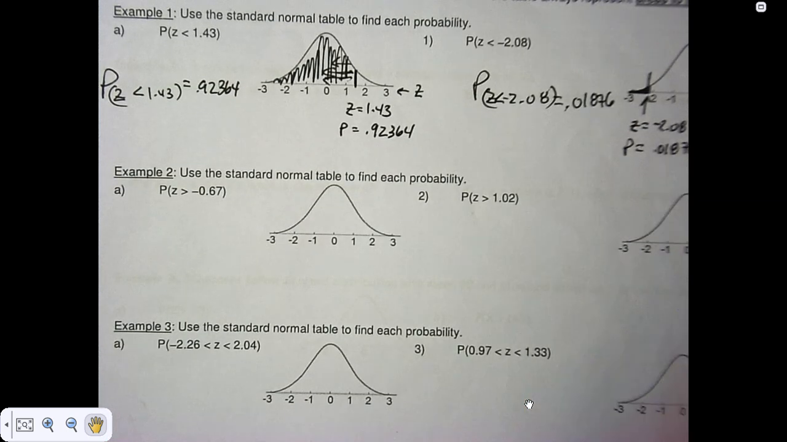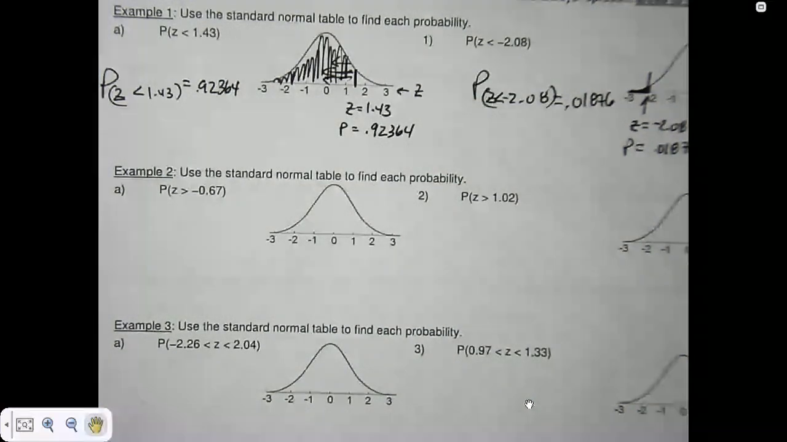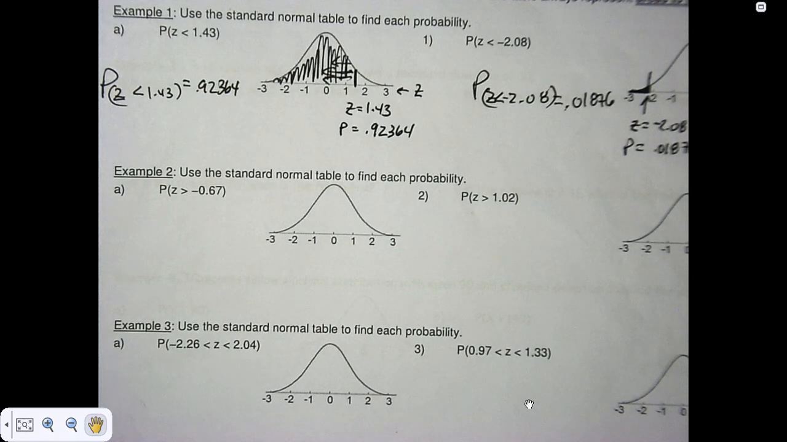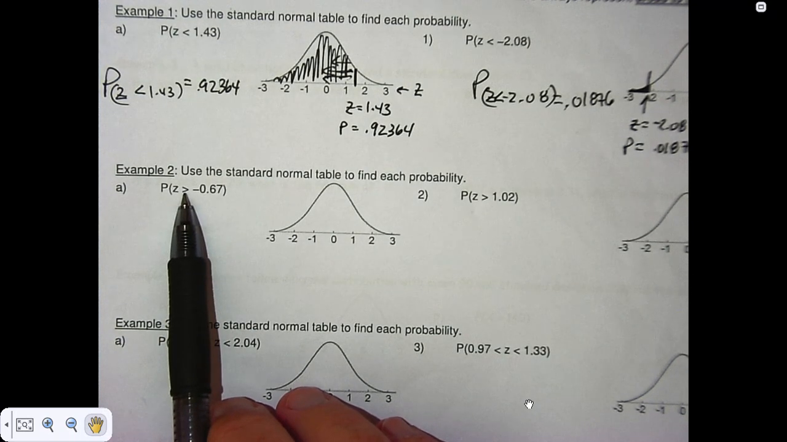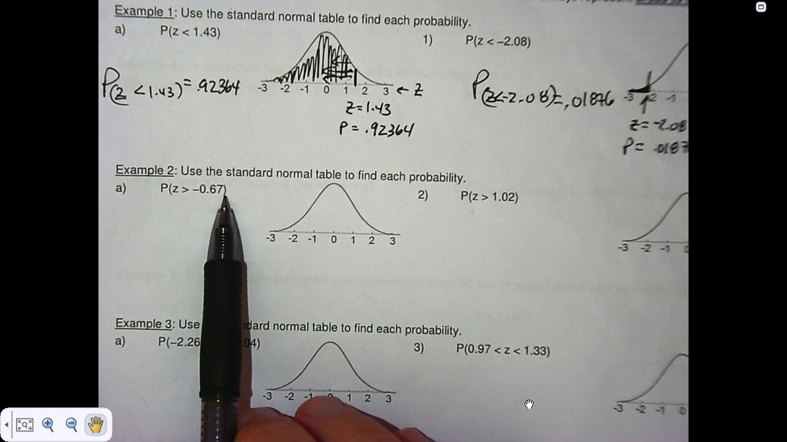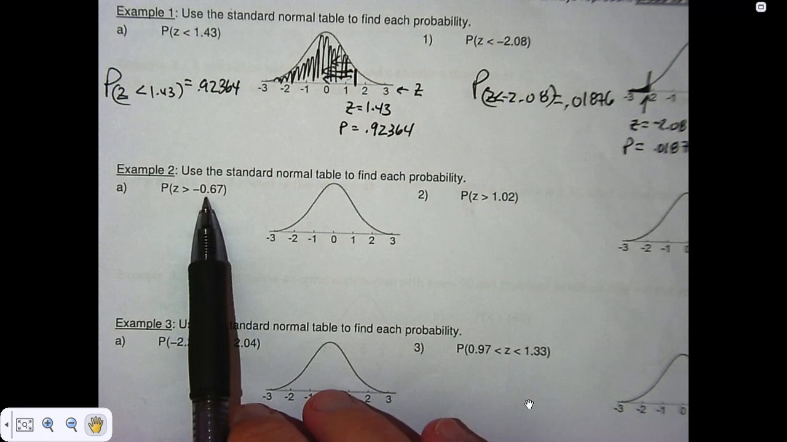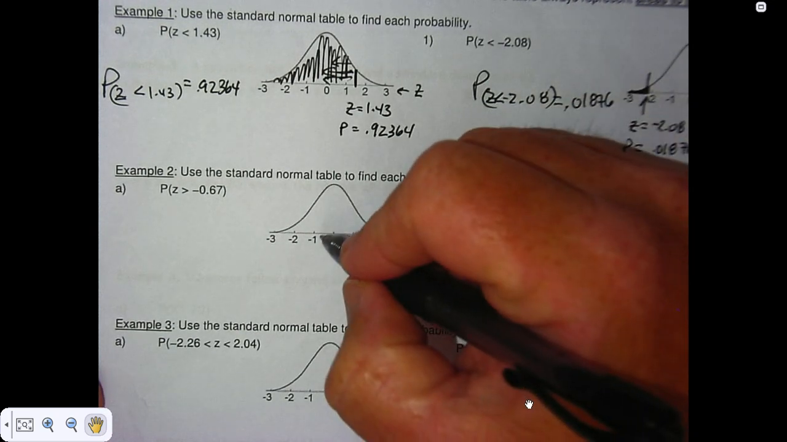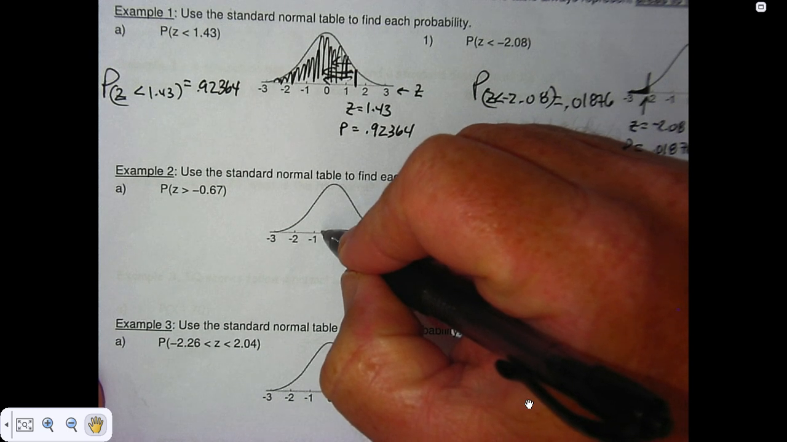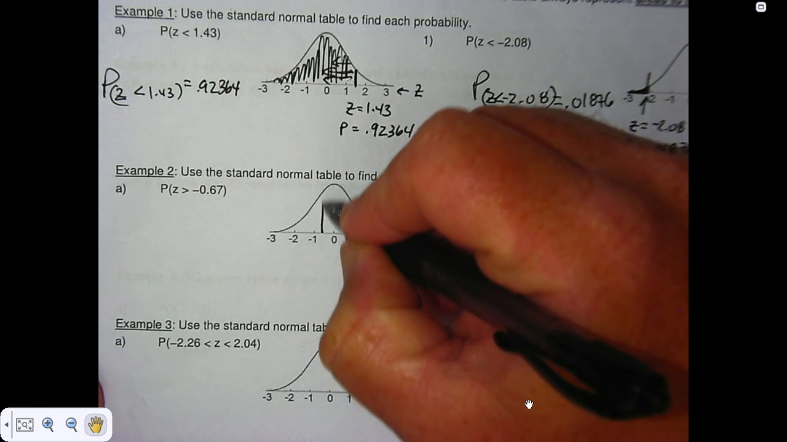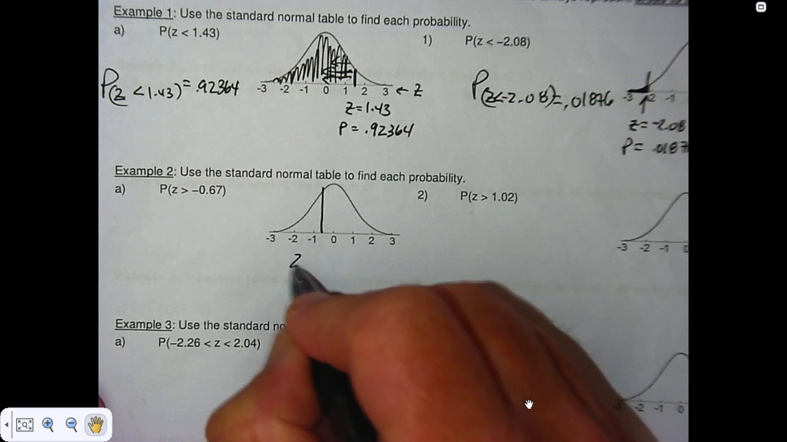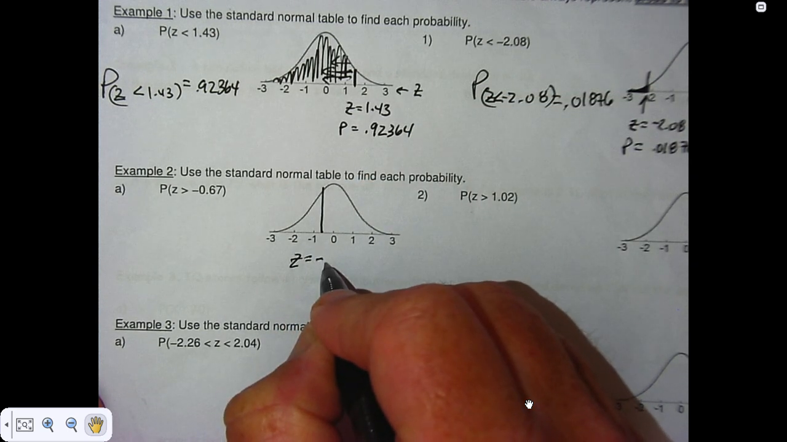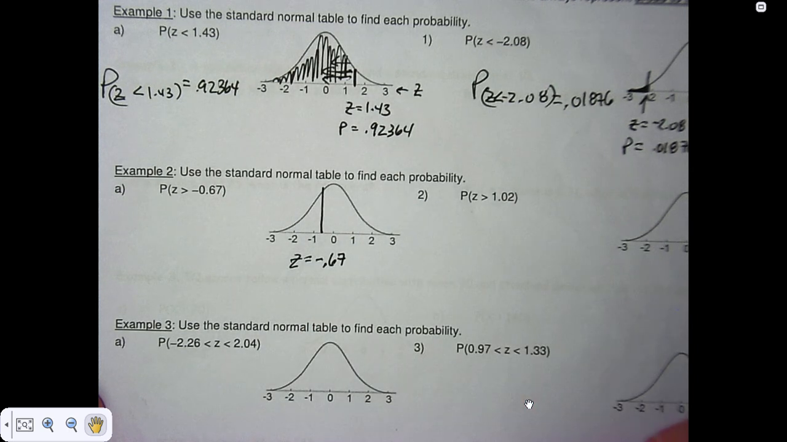Remember, the area on the curve is to the left of a particular z-score. And now I want the probability of a z-score being greater than something. That's going to be the area to the right. Let's locate that z-score on our graph anyway. I think it's going to be right there, negative 0.67. That's going to be between 0 and negative 1. So this is my z-score equaling negative 0.67, right there.